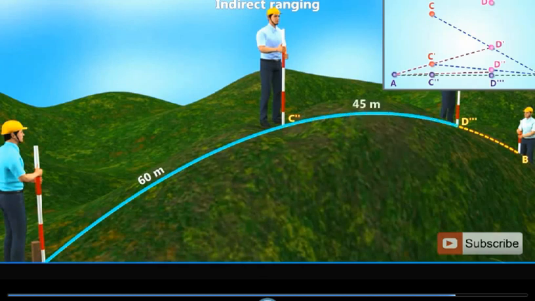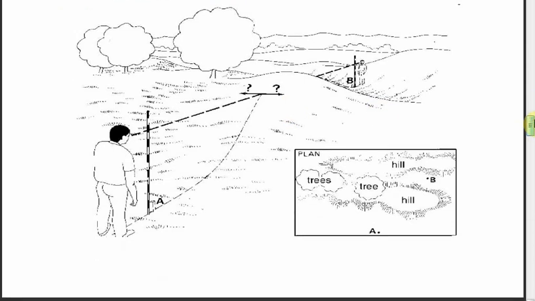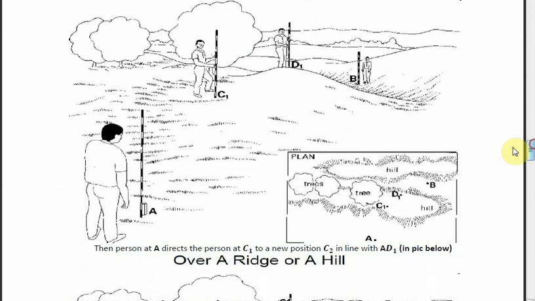So this is how indirect ranging is done. So we have a person in indirect ranging. We have 2 points which are not intervisible to each other, and with the help of two more persons, that is person standing at C and person standing at D, we are establishing a straight line between A and B. Now here point A and B are not intervisible but ACD are intervisible and BDC are intervisible.